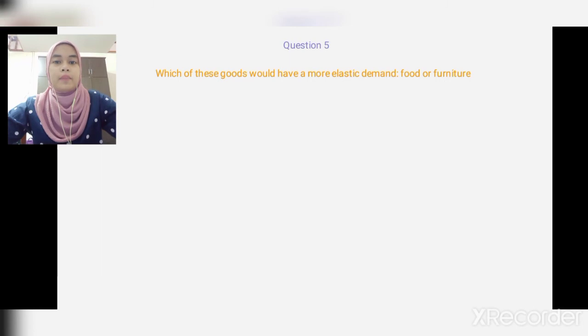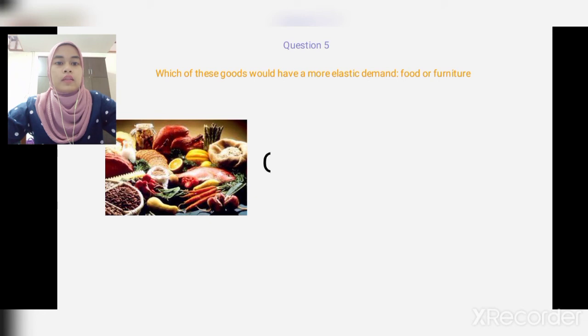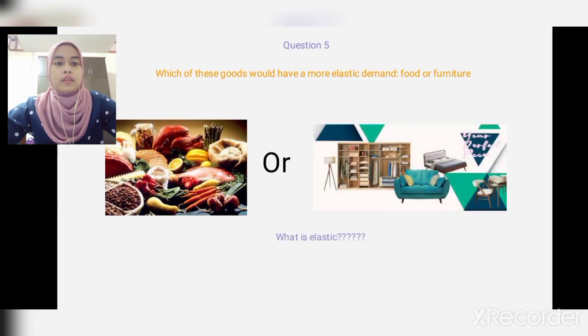Okay, my name is Syaamimi Binti Hassan, metric number A20A1780. For question 5, which of these goods has a more elastic demand, food or furniture? For me, food has more elastic demand because elasticity is the change in demand or supply in response to price.